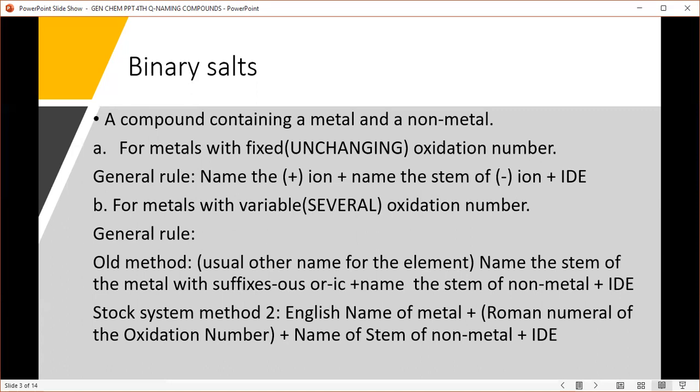So we have two rules that we follow in naming these binary salts having metals with variable oxidation numbers. The first method is the old method. Usually, our metals have other names, which come from either German, Latin, or Greek. That's their usual other name for that specific element. What is placed in our periodic table is their English name, the translated English name already.